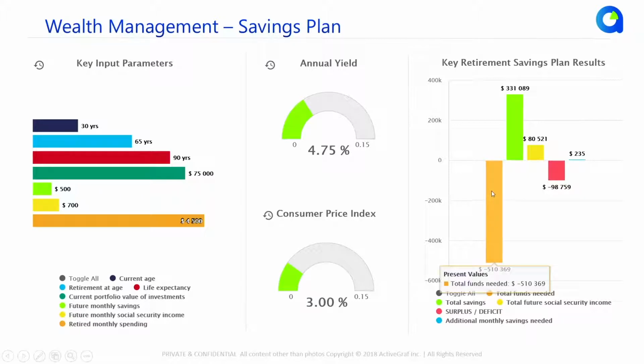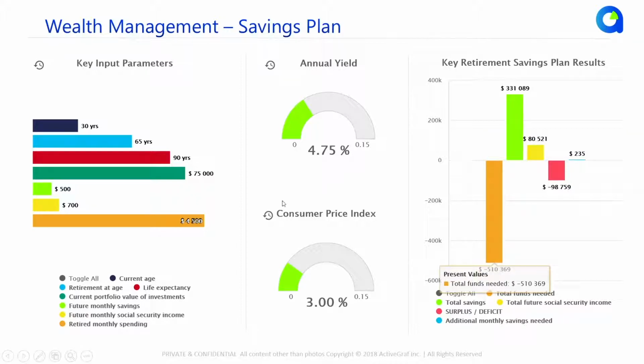You can see that the total amount required for this retirement would be $510,000. And what we actually have in savings and portfolio investment and yield is $331,000 plus Social Security benefits of $80,000, leaving a gap in this plan of $98,000. Now we've set up this dashboard and this spreadsheet to calculate the monthly gap. So we know that here there's $235 a month more that this particular person needs to save to meet their retirement objectives.